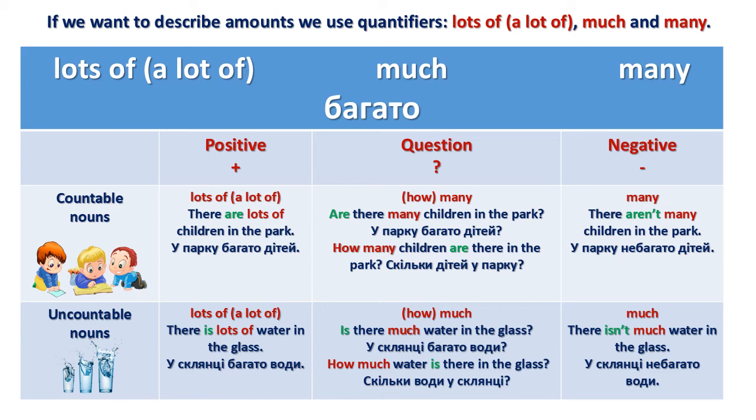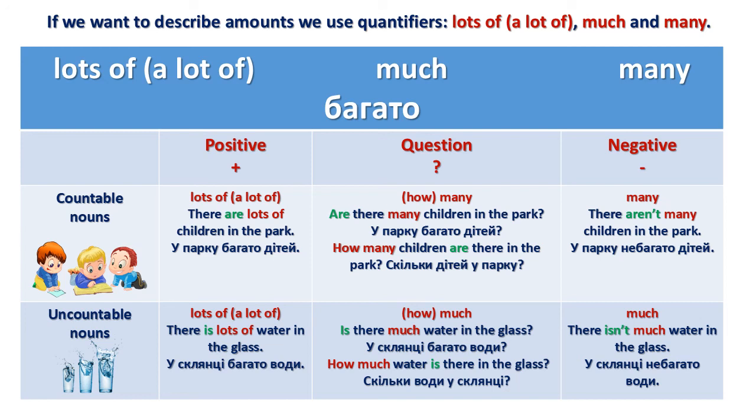We use much and how much with uncountable nouns. We usually use much in negative sentences. We use how much to ask questions. For example, is there much water in the glass? How much water is there in the glass? There isn't much water in the glass.